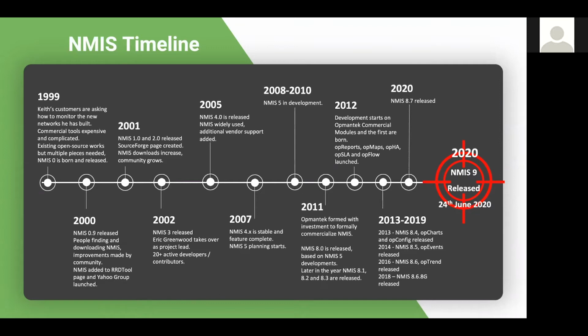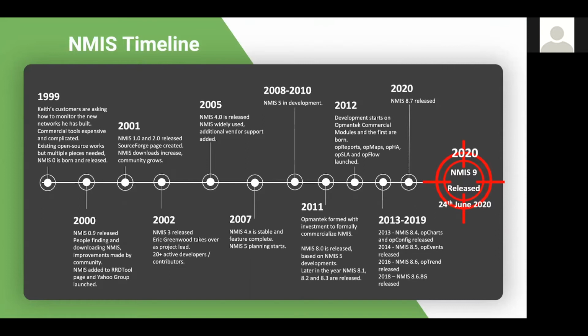And I think, looking back at the history, the SourceForge page went up in 2001. SourceForge was a precursor to GitHub, for those who don't know what SourceForge is. Just about all open source projects were on SourceForge. And then we rapidly released NMIS 1 and NMIS 2. And then Eric Greenwood got involved fairly early on, probably in 2001.